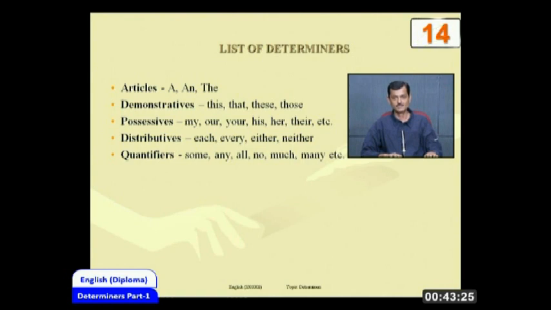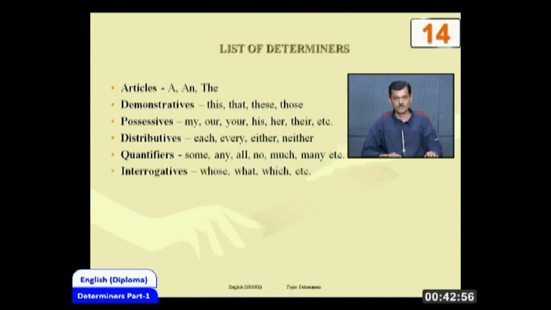Much, how much time will it take to finish the assignment? So the word much is a determiner. Many, how many students were present in the last lecture? The word many shows quantity and does the work of a determiner. So generally we call all these items that you see in this particular slide as determiners.